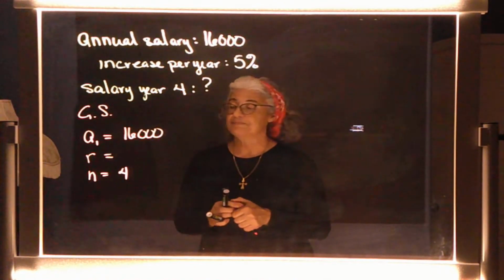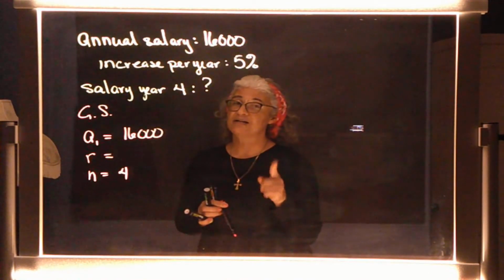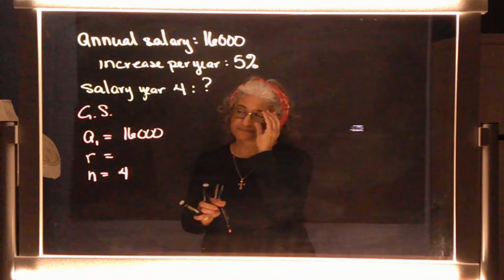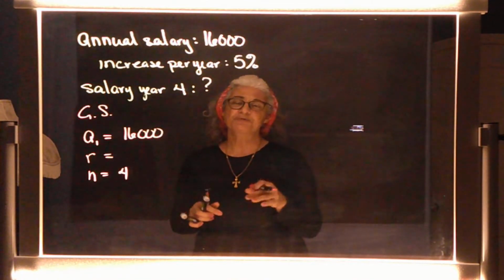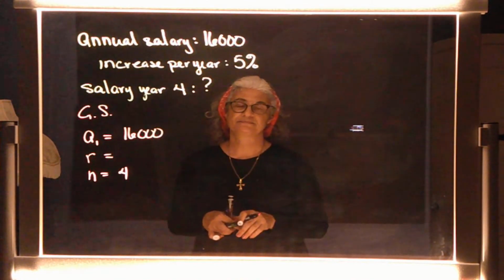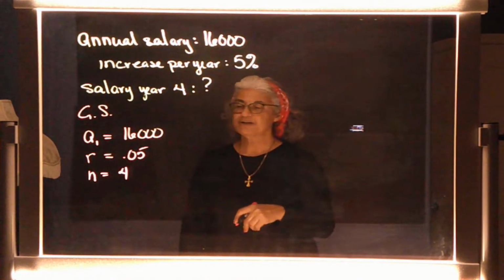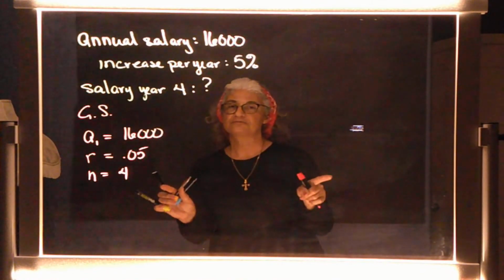Now, I'm going to back up. You're not looking for the sum, remember. You're just looking for the salary in the fourth year, okay? Okay, so we'll get back to the common ratio. 5%. How do you write 5%? Yeah, 0.05. We never use it with the percent sign. So you're like, my common ratio is 5%. Yes and no.